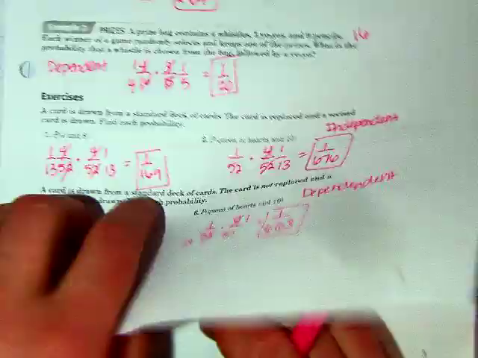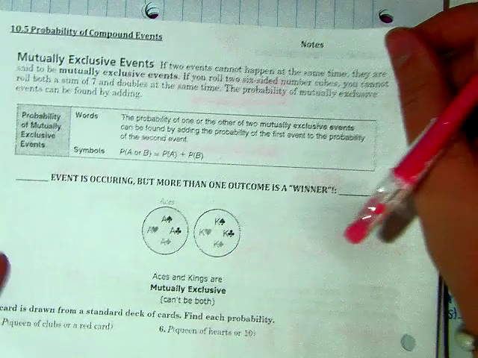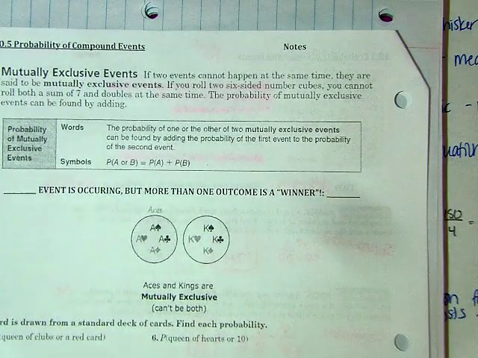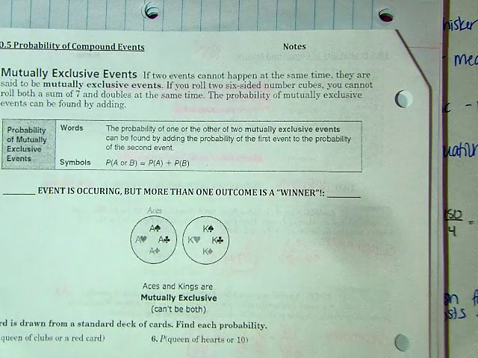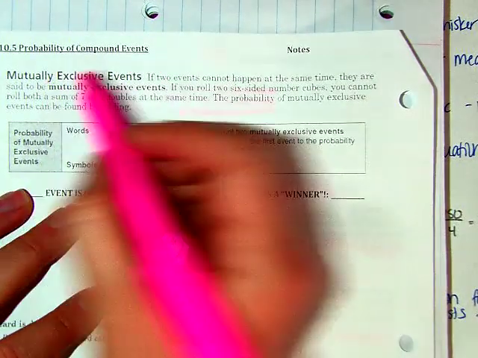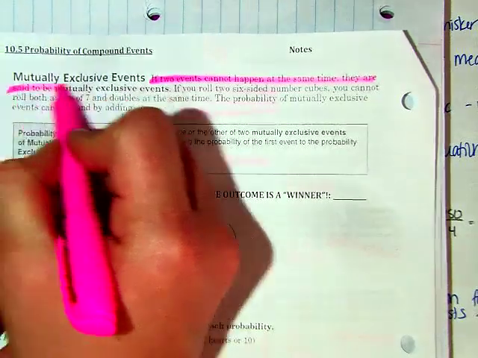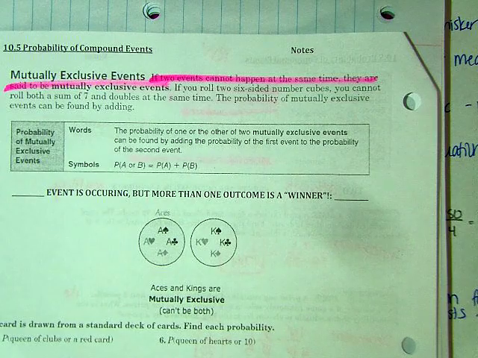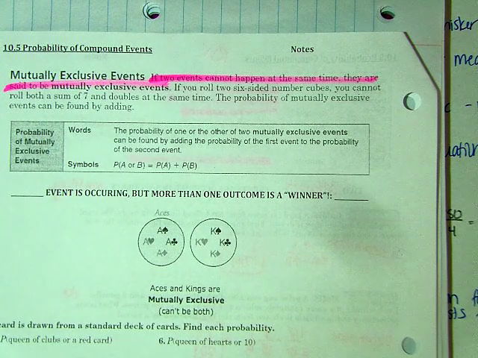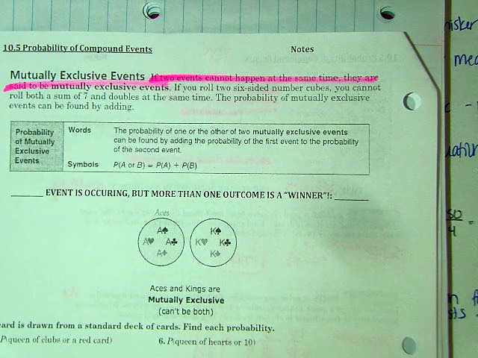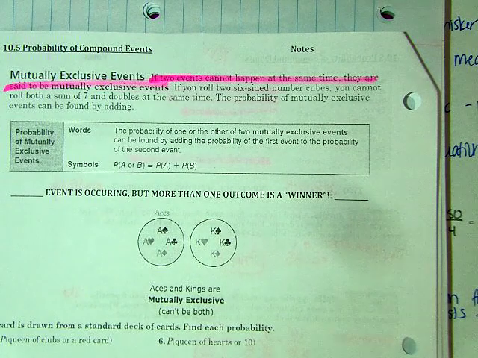Okay, so this is where we were multiplying 2 different events happening. There's this thing called mutually exclusive events. So if 2 events cannot happen at the same time, they are said to be mutually exclusive events. If you roll 2 6-sided numbered cubes, you cannot roll both a sum of 7 and a doubles at the same time. Because no doubles add to 7.